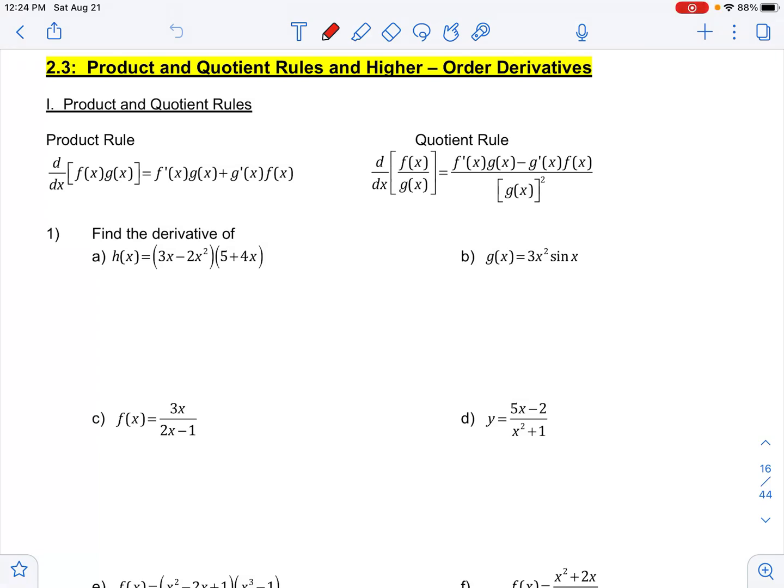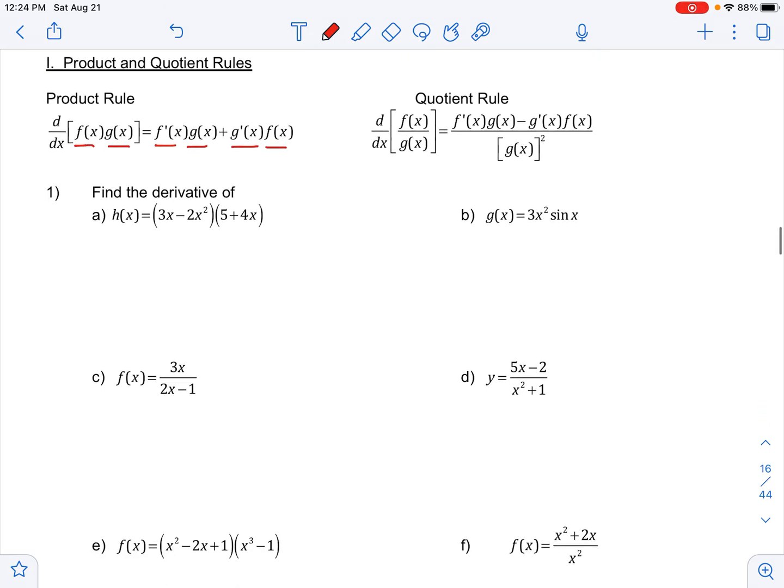Okay, today we're going to go ahead and learn two more rules that will help us with products and quotients. So the product rule for derivatives says if you're multiplying two functions, f of x times g of x, the product rule says you take the derivative of the first times the second plus the derivative of the second function times the first. Okay, so let's take a look at the first problem and apply it.